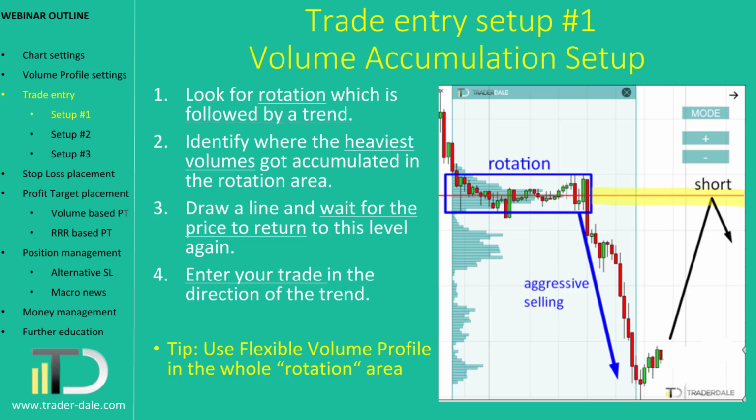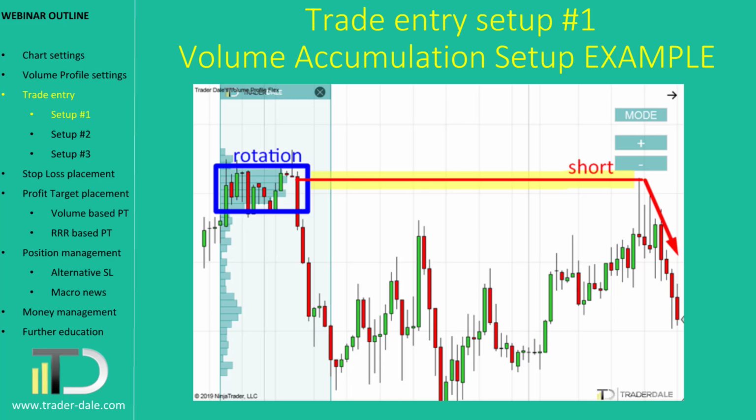Let me show you one more example of this setup. So again, you can see the rotation, which is followed by a strong selling activity. I used the flexible volume profile to look inside this rotation. I draw a red line from this rotation, from the place where the volumes were the heaviest. I waited for a pullback and I went short from this red line. I went short at the first touch.